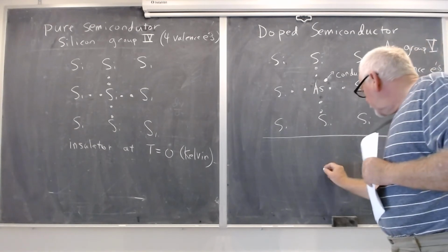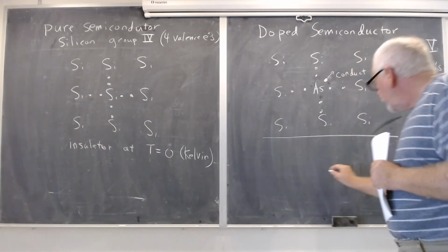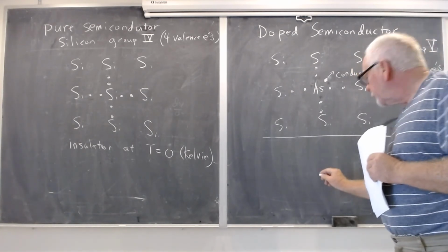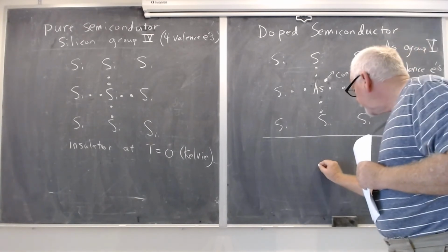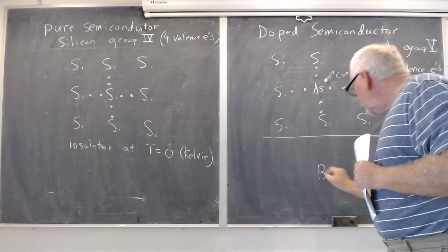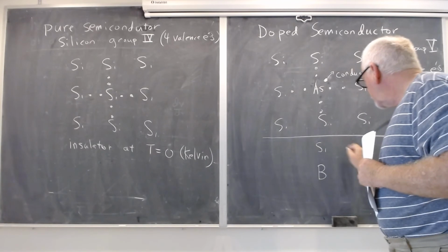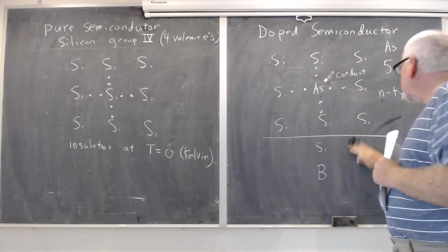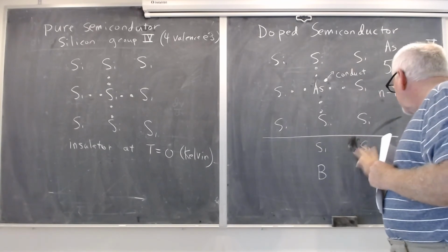Now, if instead, let me think of a good, let me do boron, because that's a typical one, try to make my array like it is before.